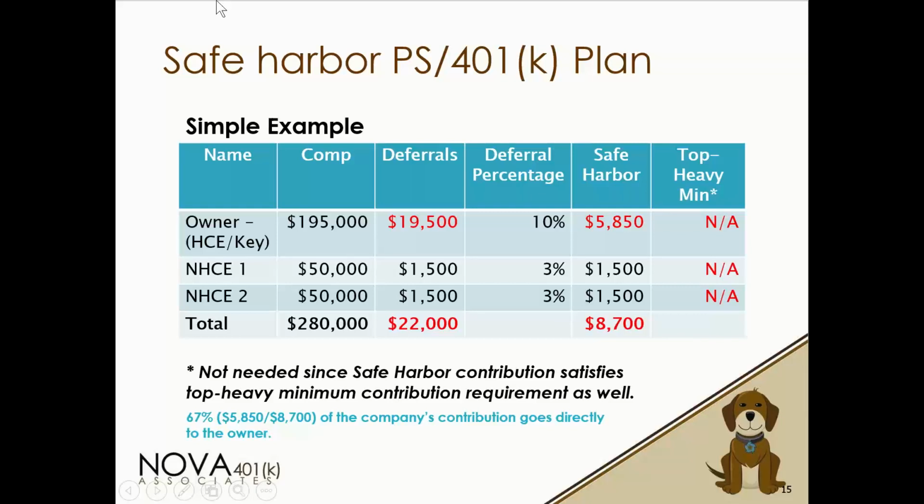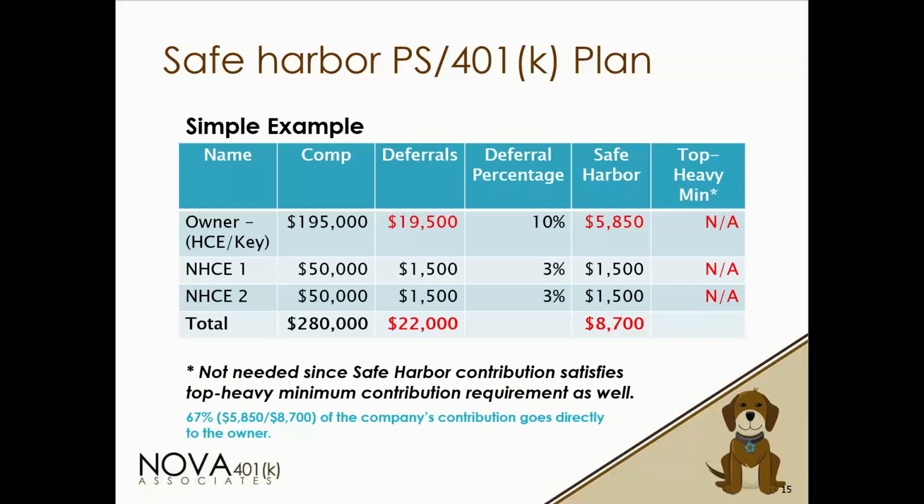And here we have our first little example of a safe harbor profit sharing 401k plan. In this example, the owner makes $195,000. She defers $19,500 into the 401k plan through weekly payroll deductions. And then the 3% safe harbor contribution is $5,850.